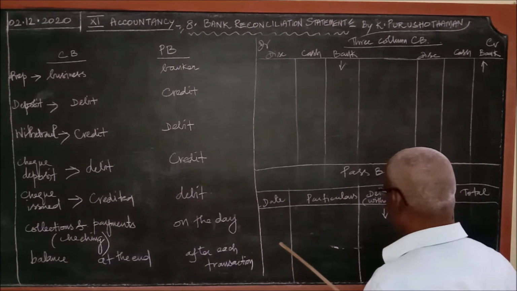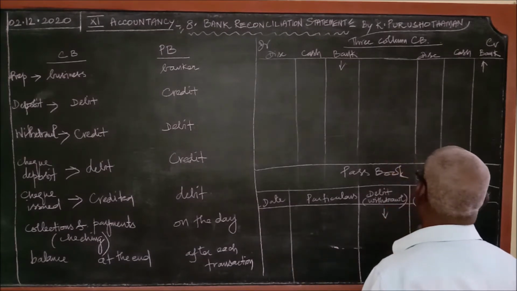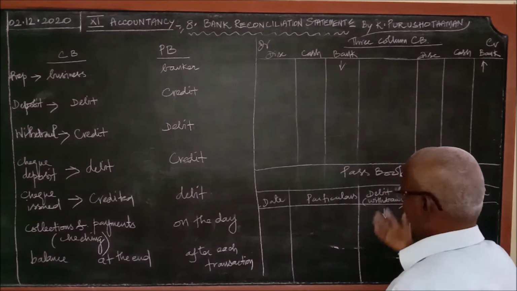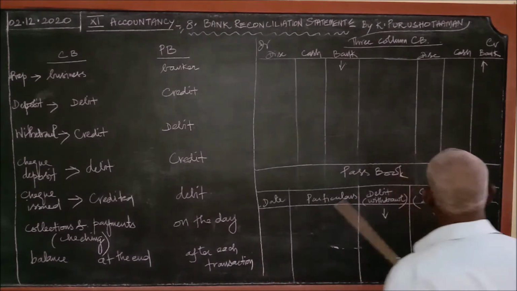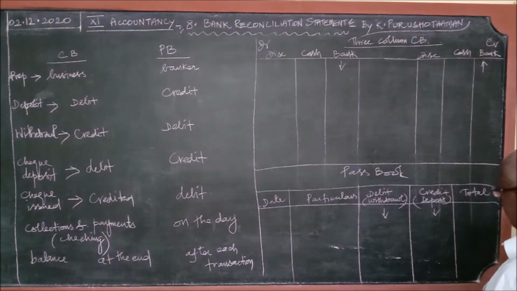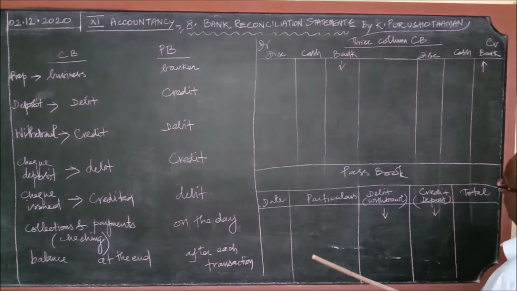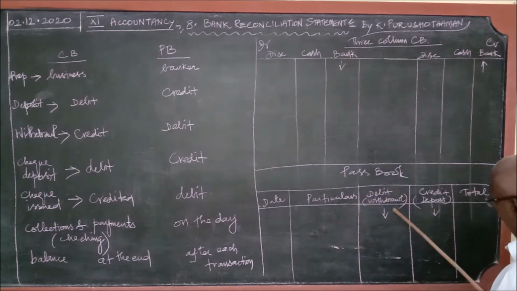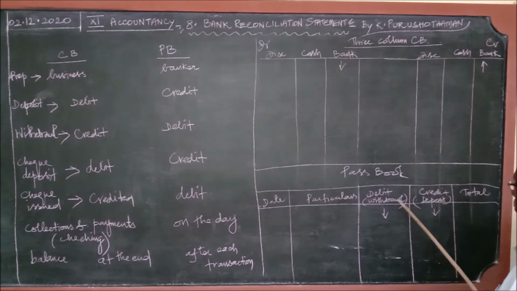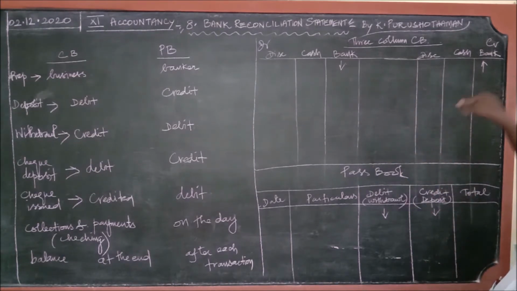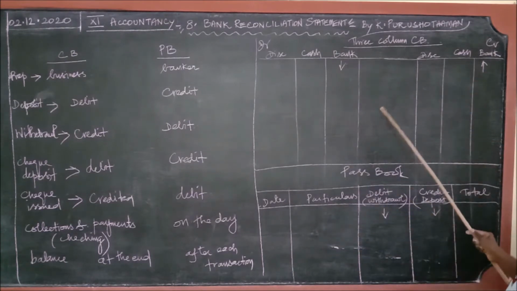Whenever the collection is made on our behalf, it will be credited on the same day after the collection. The entry comes only on the day of collection. The same thing, whenever some payment is made on our behalf, it comes in this debit only on the day the payment was made. So this is on the same day it is done. Here the entries are made after checking the bank statement, after receiving the information from the bank.